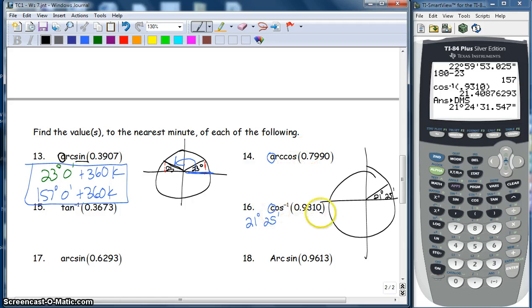Now, we're dealing with cosine here, which means we need the other positive x. So the other positive x would be right here, because it's still in the positive x direction with a reference of 21 degrees, 25 minutes. But I want the positive angle. So basically, I'm almost going all the way around. I'm just doing 360 minus this reference. So since this angle is already in my calculator, I'm just going to say 360 minus my answer.